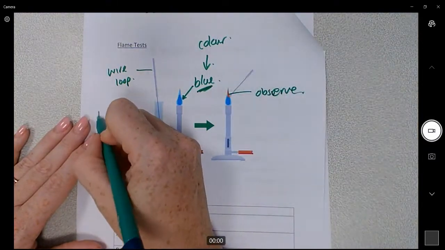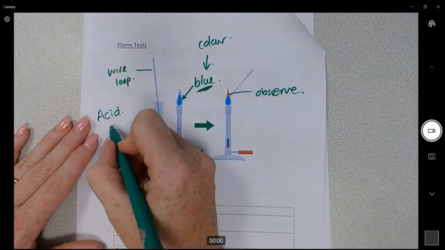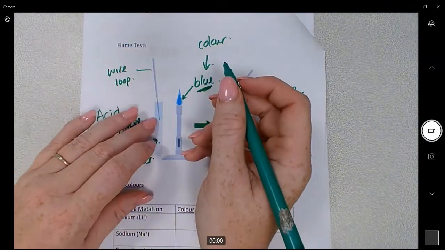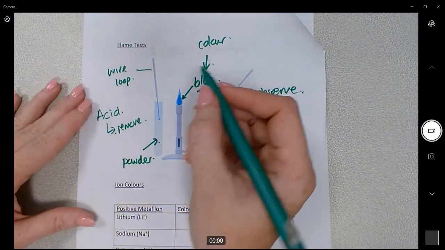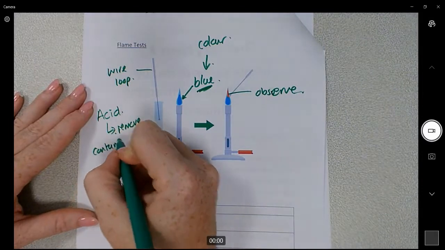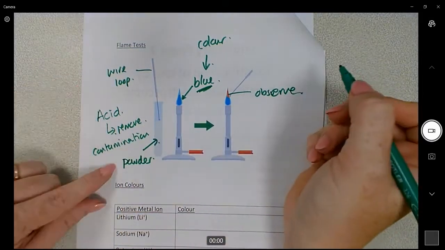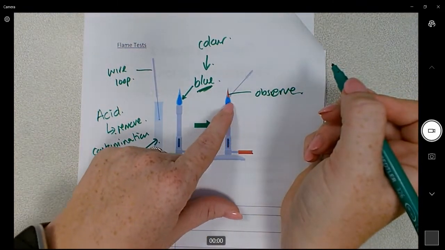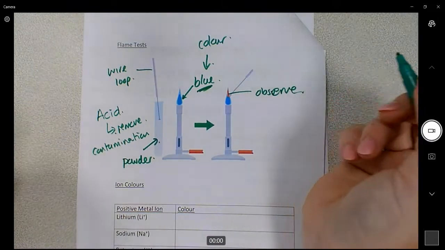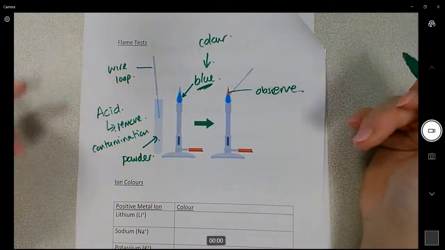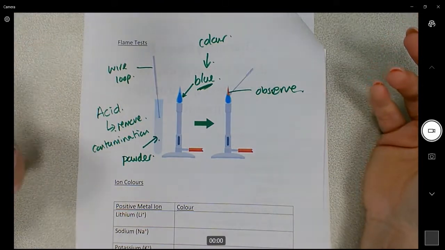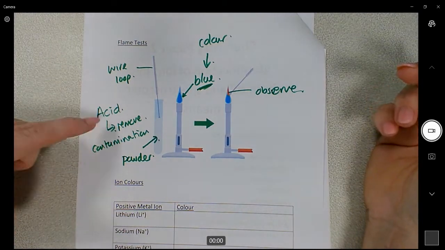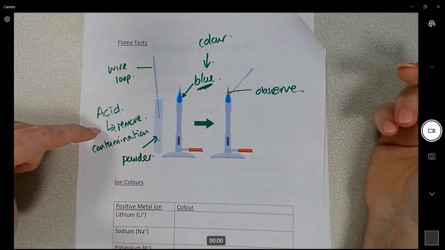Now, a couple of things. You may also dip the wire loop into acid, and that is to remove any excess powder that may already be on the wire loop. And that's important for what we call contamination. Because if you've got contamination on the wire loop, then you might get a blur, a mixture of colours here, so therefore would not be very accurate in terms of a technique. So types of questions they ask around that, hopefully that's helped. So again, it could be labelling equipment, it could be a method to identify an unknown metal ion, and it's important that you're able to identify those steps.